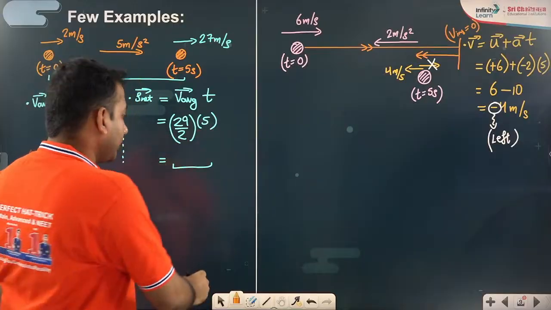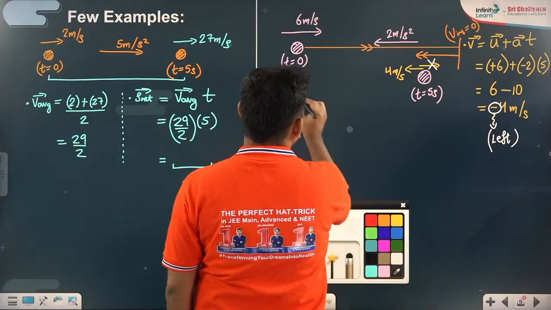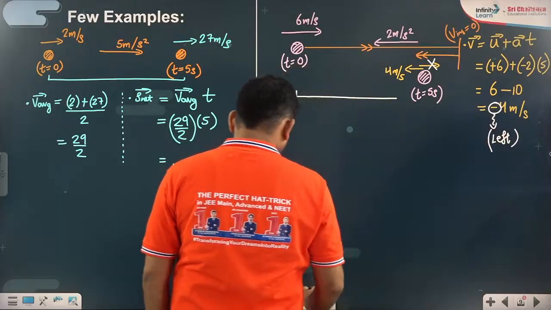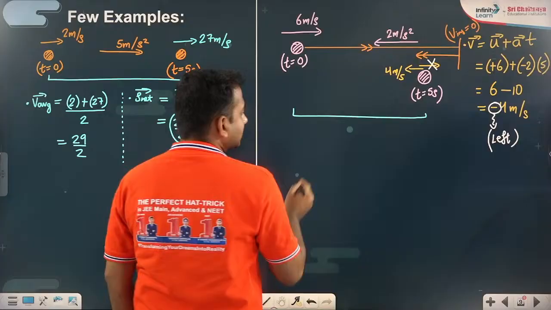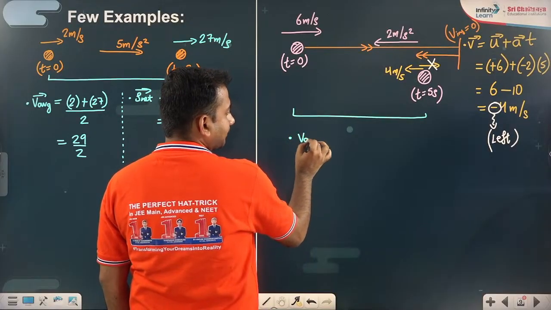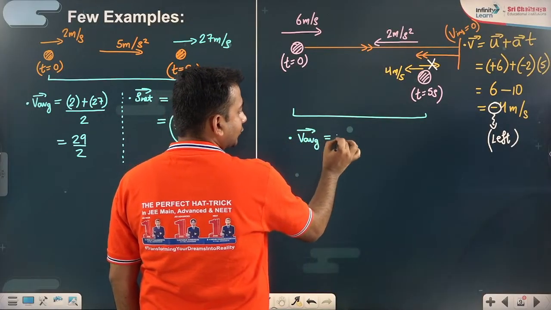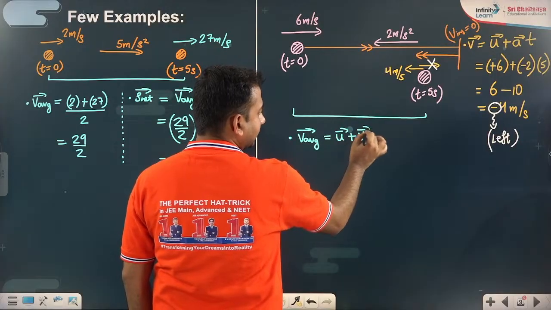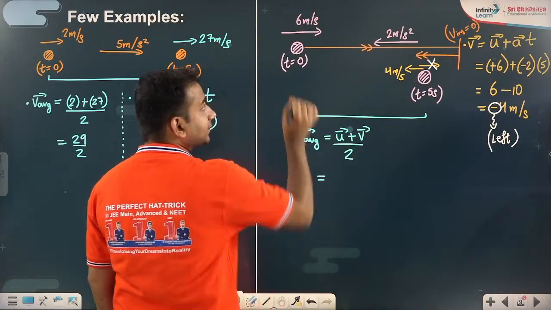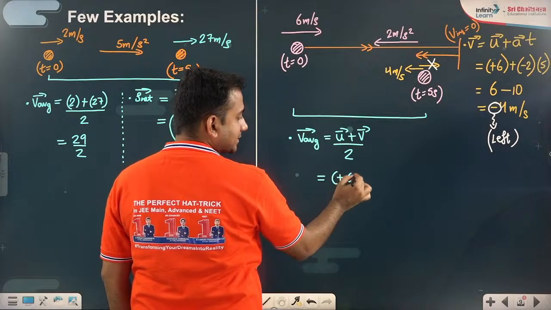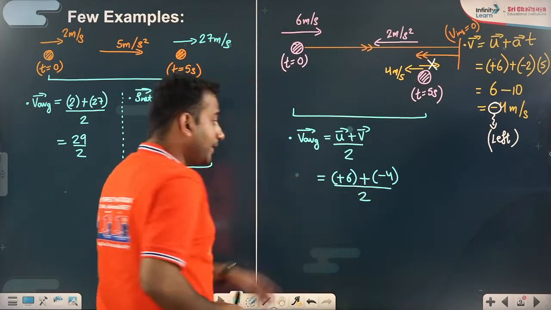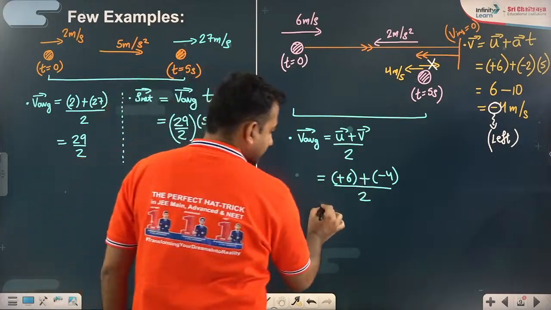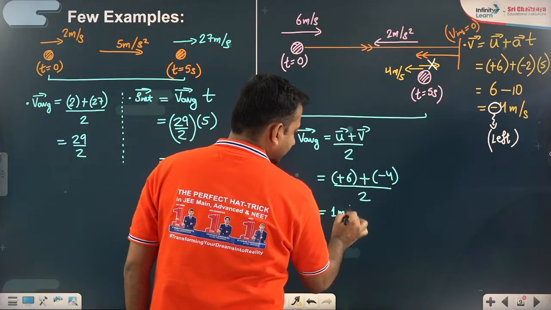Okay. So in this journey from here to here, your average velocity is defined as u vector plus v vector by 2. What is initial velocity? Plus 6. What is final velocity? Minus 4, by 2. 6 minus 4 is 2, 2 by 2 is 1. So that is 1 meter per second.